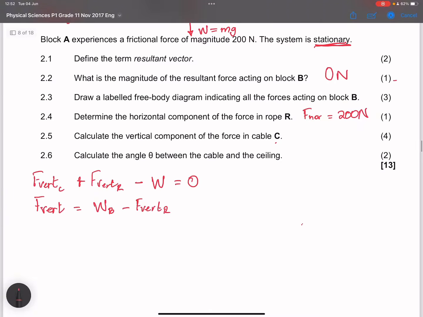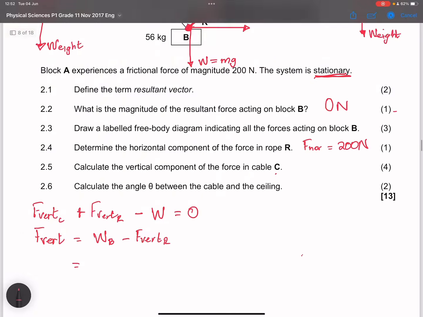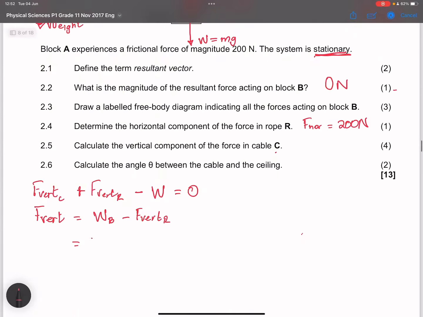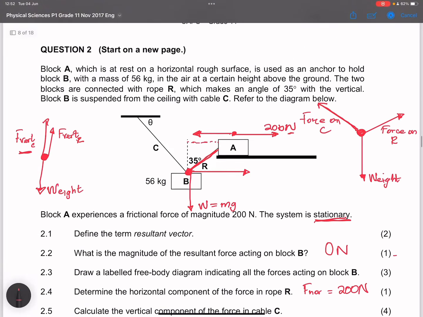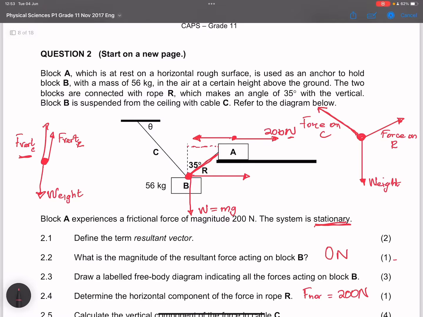Now, ladies and gents, the weight is the mass of B, 56, times 9.8. Now let's talk about the vertical component of R. We're looking for this one over here.